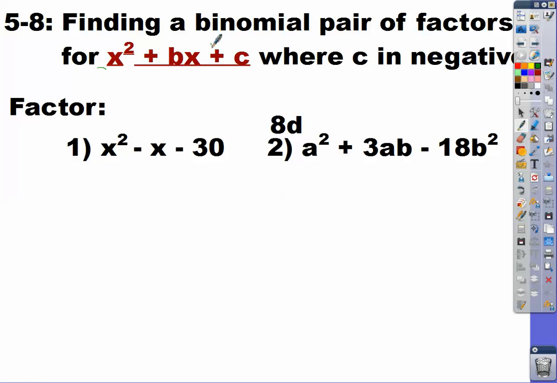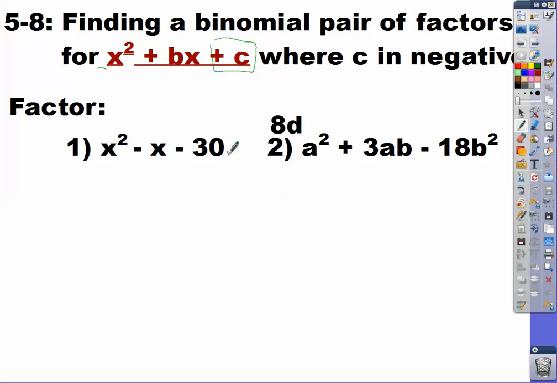And today, our constant C is going to be negative, which means there's going to be a little more work involved in doing these, but the process of factoring is going to be the same. So here we go. Let's take a look at this problem right here. We have x squared minus x minus 30.